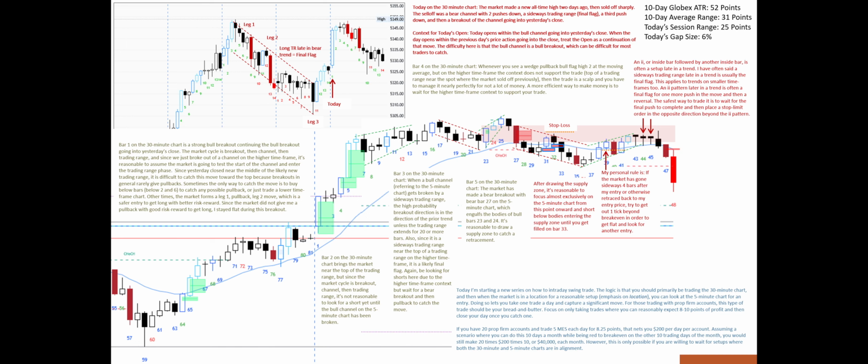I have often said a sideways trading range late in a trend is usually the final flag. This applies to trends on smaller time frames too. An II pattern later in a trend is often a final flag for one more push in the move, and then a reversal. The safest way to trade it is to wait for the final push to complete, and then place a stop limit order in the opposite direction beyond the II pattern.